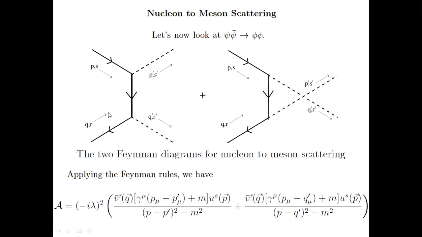So okay, no, yes, outgoing nucleon is this. So this is the outgoing anti-nucleon. So sorry, I mean the incoming anti-nucleon. So the incoming anti-nucleon is given by V bar. It has spin R and a momentum Q. Okay, and this is the fermionic propagator.